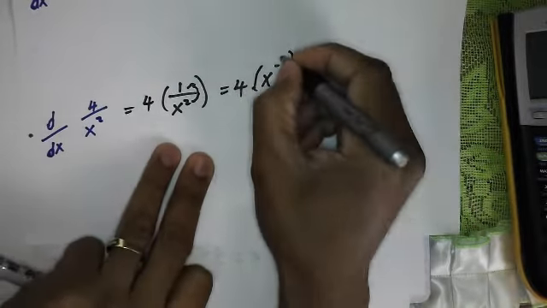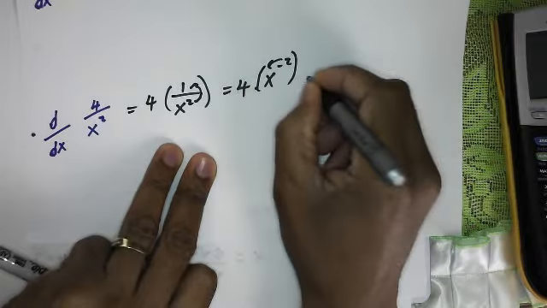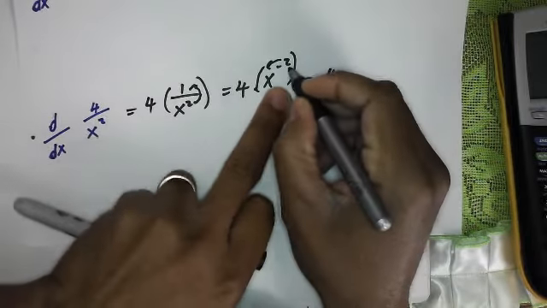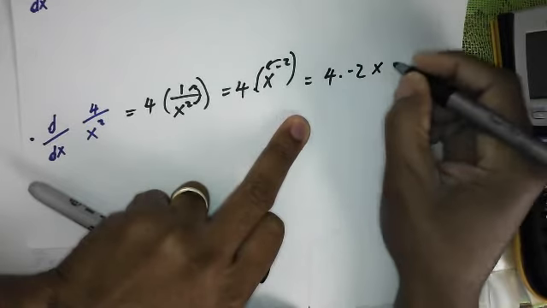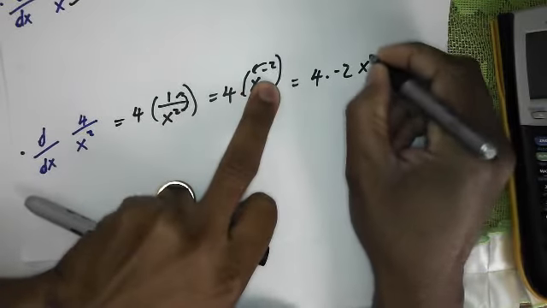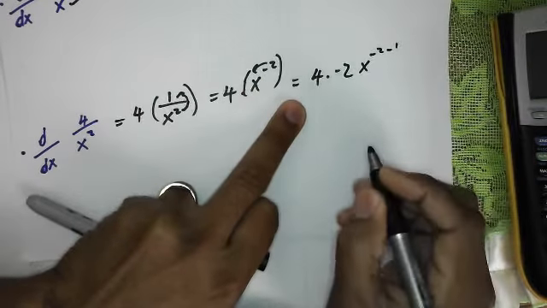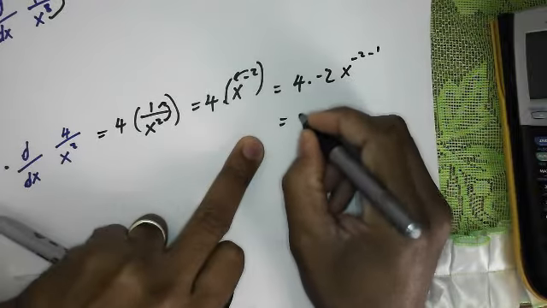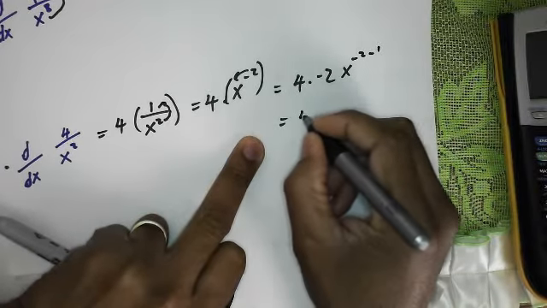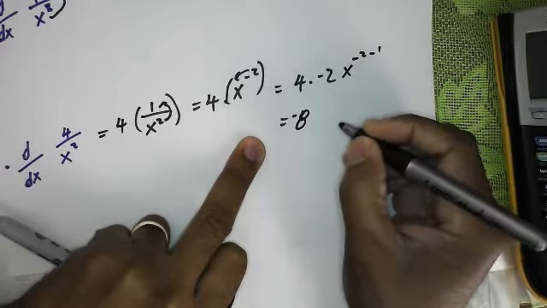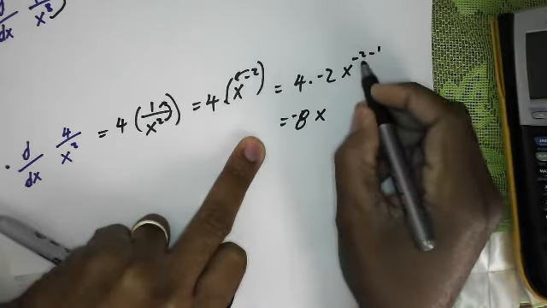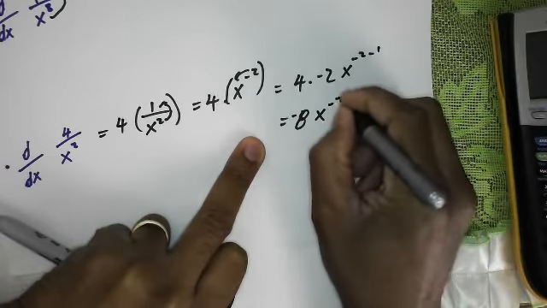Now I bring my exponent to the front. So this would give me 4 times, my exponent is negative 2, bring it to the front, that would be times negative 2, x to my original exponent, which is negative 2, and I subtract 1 from that. So this would give me 4 times negative 2, that is negative 8, x to the negative 2 minus 1, that is negative 3.